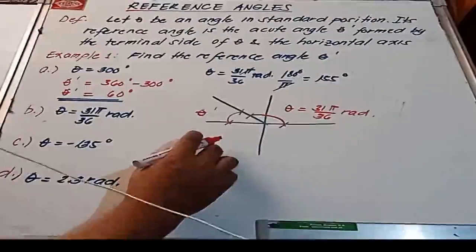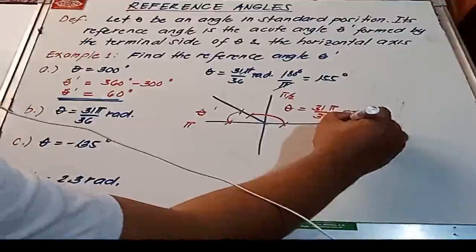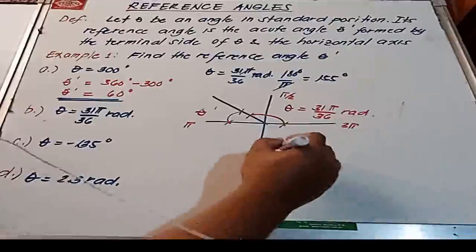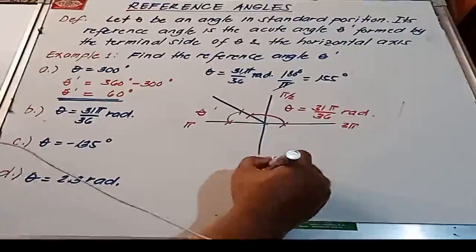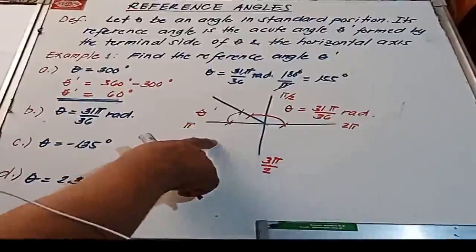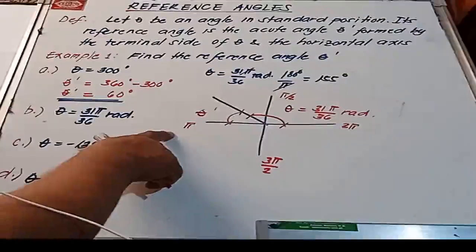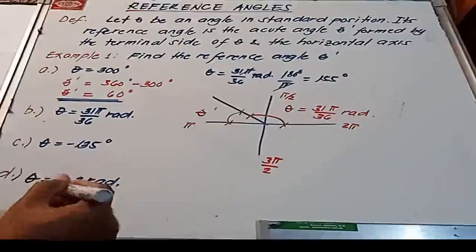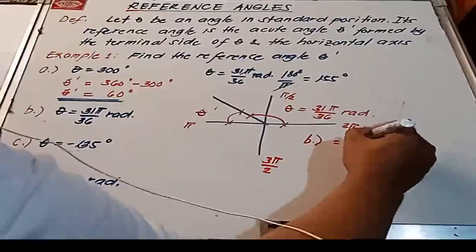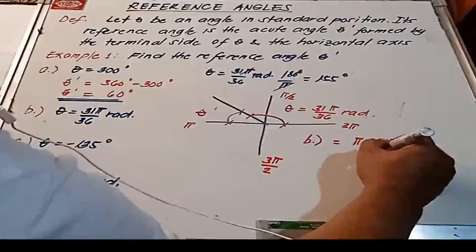So, anong sagot natin dito? This is pi. Okay? This is pi over 2. This is 2 pi. How about this one? This is 3 pi over 2, which is 270 degrees. So, ibig sabihin, yung ating theta prime natin is just the difference of pi and 31 pi over 36. So, for letter B, our answer is pi minus 31 pi over 36.